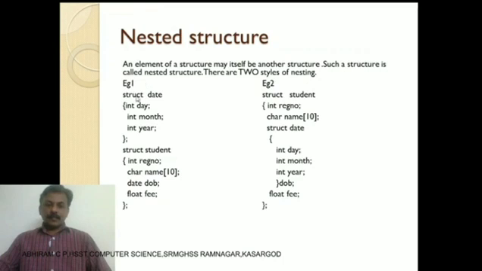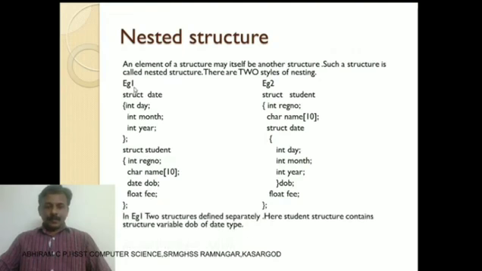In example 1, struct date. Its elements are day, month and year. Another structure student. Its elements are register number, name, DOB and fee. Here in this example, the two structures date and student are defined separately. And the student structure contains a variable DOB of type date. That means date is a structure. That is the nesting.